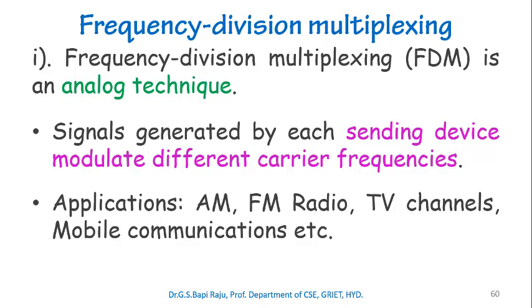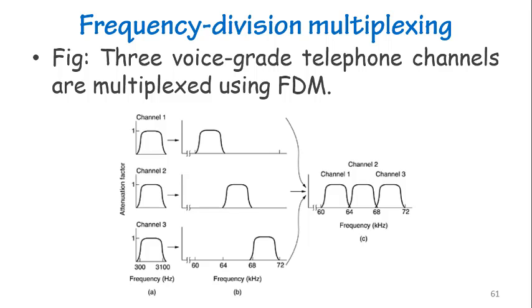Frequency division multiplexing is an analog technique. Signals generated by each sending device modulate different carrier frequencies. Applications are AM radio, FM radio, TV channels, mobile communications, etc. They all use frequency division multiplexing. And here you can see three voice-grade telephone channels multiplexed using FDM.